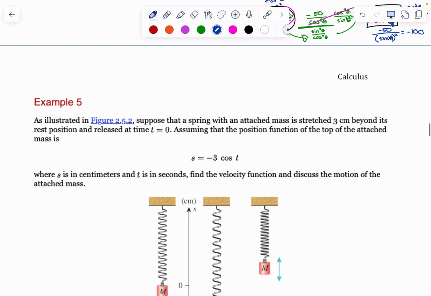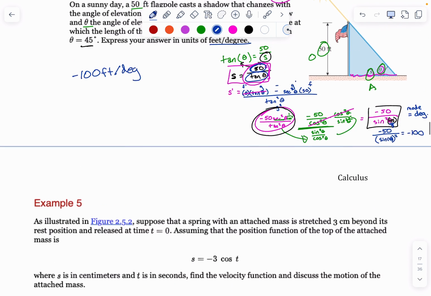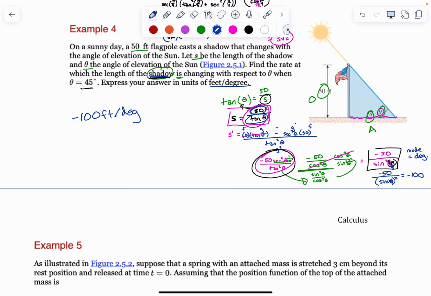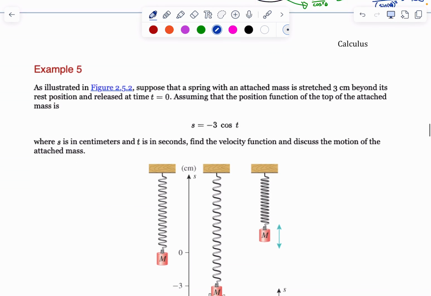All right, let's go to example 5. Hold on. So in this, the sun is going up to be 90 degrees, right? Correct. The sun is going up, which is making the shadow shorter. Yes. Okay. All right, let's go to example 5.